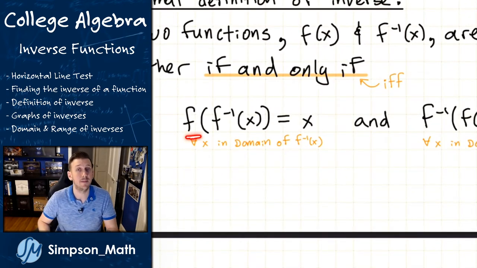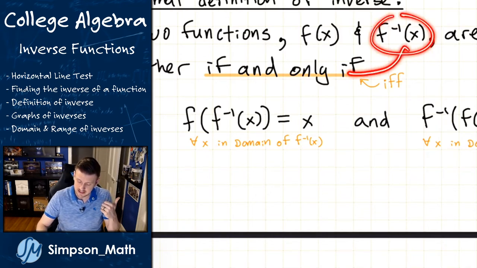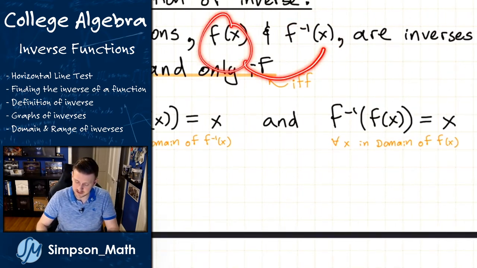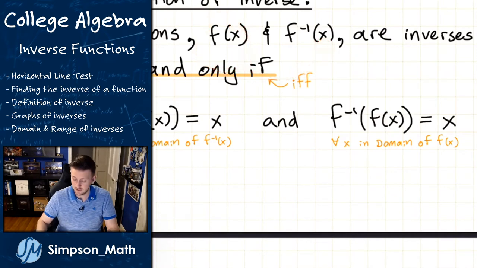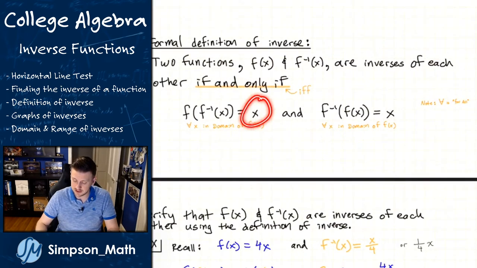So if I have f of f inverse of x, notice this is a composite function. In my last video, we talked about composite functions. I've taken the f inverse function and stuck it inside the f function, or vice versa, take the f function and stick it inside its inverse. What happens when you do that? You are literally left with just x.